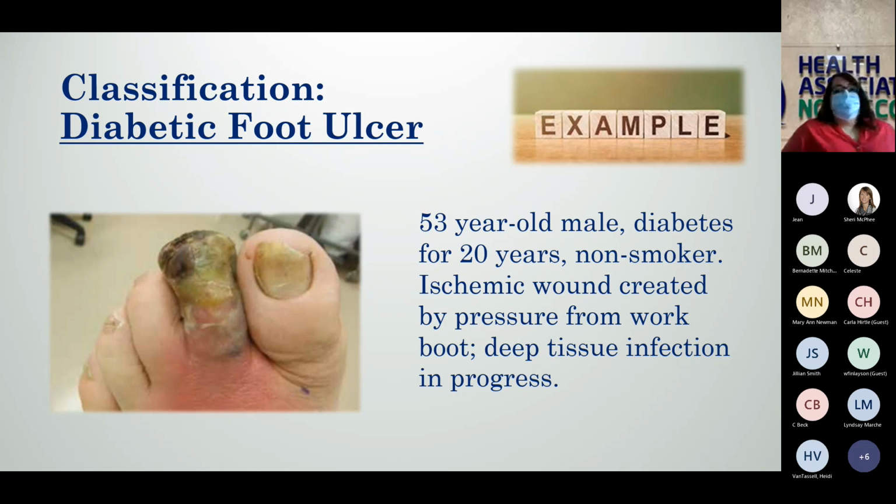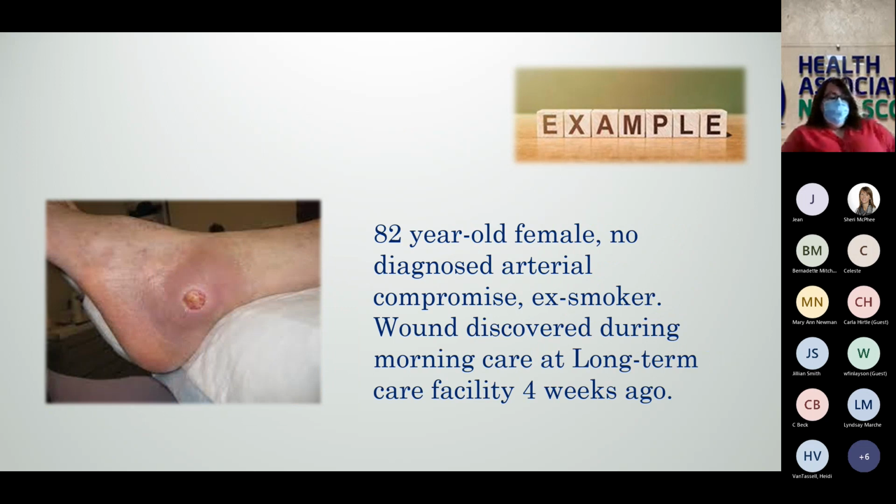Let's look at another example. Here we have an 82-year-old female, no diagnosed arterial compromise, ex-smoker. The wound was discovered during morning care at a long-term care facility 4 weeks ago. At times, it shows signs of slight improvement, but will regress back to the status here on the photo. So the next step would be a detailed lower limb assessment, which should have been done by this point. And based on the findings and the inability of the wound to heal, according to best practice recommendations, the treatment would be to dry this wound out, which is an arterial ulcer treatment.